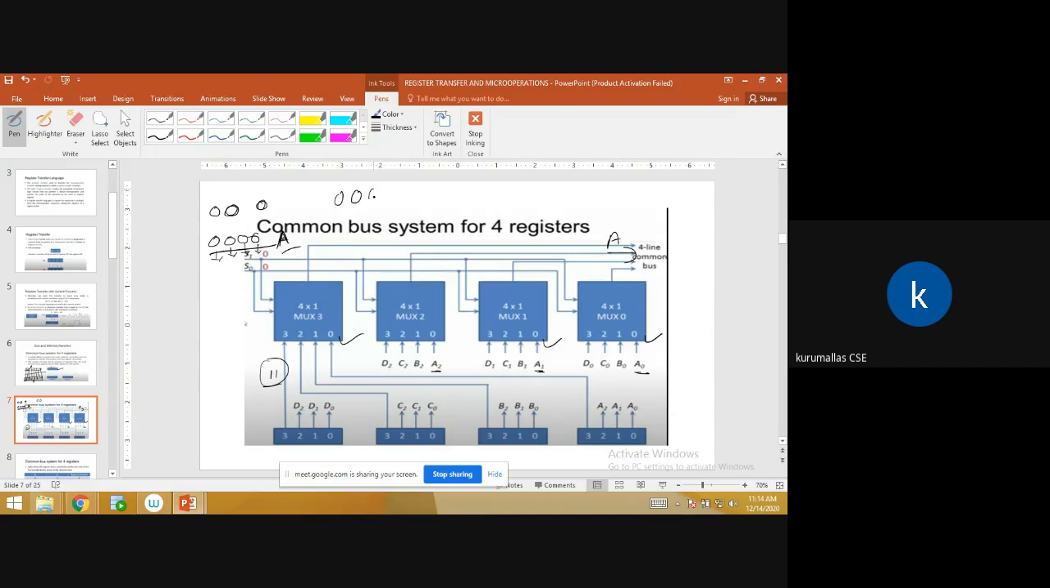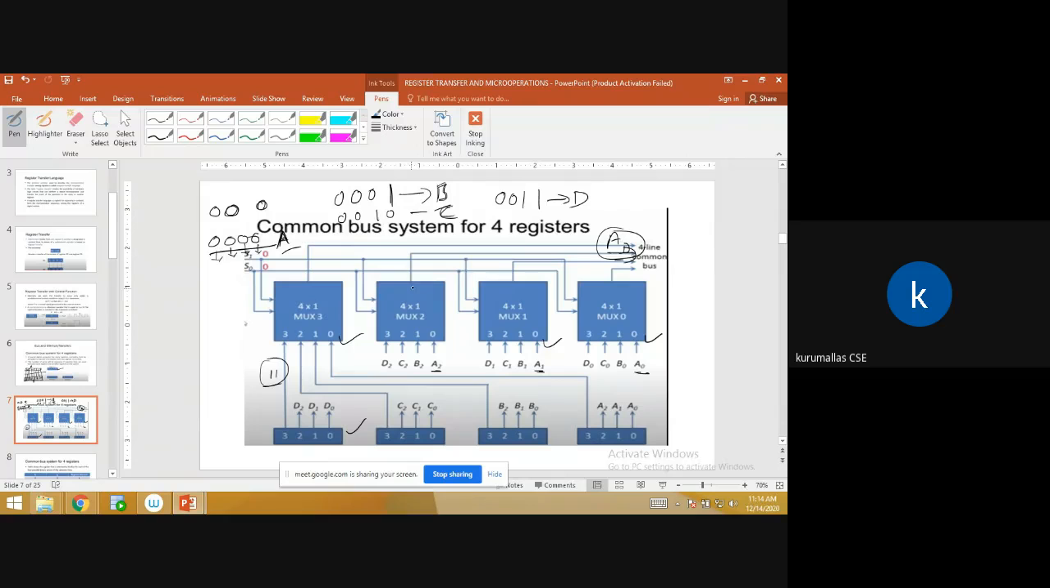If you take 0 1, 1 represents this one, right? So B0, B1, B2, B3. The B register information is sent to this bus. And 1 0 is C, meaning C0, C1, C2, C3. The C information is stored here. Similarly, 1 1 is 3, so that is the D register. All threes are connected to the D register. The D information is stored here. Okay, so this is about how to represent a common bus system for the registers.